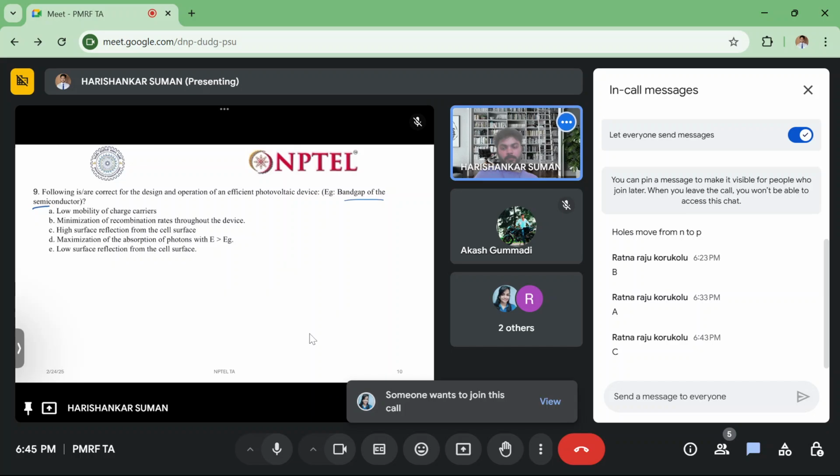Low mobility of charge carrier, minimization of recombination rate through the device, high surface reflection from the cell surface, maximize the absorption of the photon if the energy of the incident photon is higher than the band gap, low surface reflection from the cell surface. These are the right options for the design and operation of an efficient photovoltaic device.